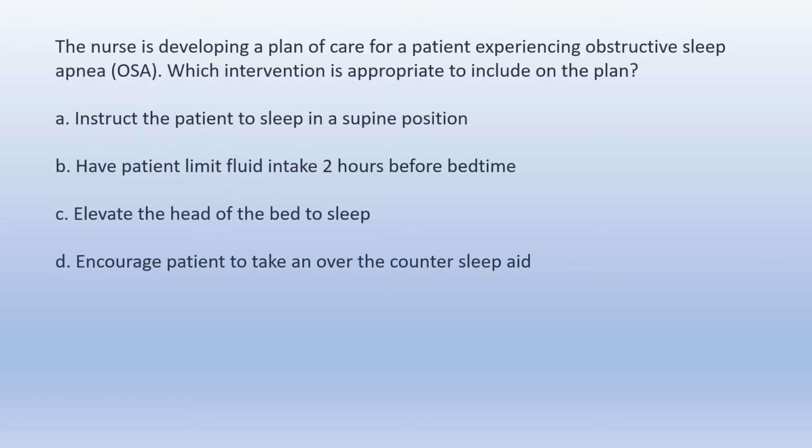The nurse is developing a plan of care for a patient experiencing obstructive sleep apnea (OSA). Which intervention is appropriate to include on the plan? A. Instruct the patient to sleep in a supine position. B. Have patient limit fluid intake 2 hours before bedtime. C. Elevate the head of the bed to sleep. D. Encourage patient to take an over-the-counter sleep aid.